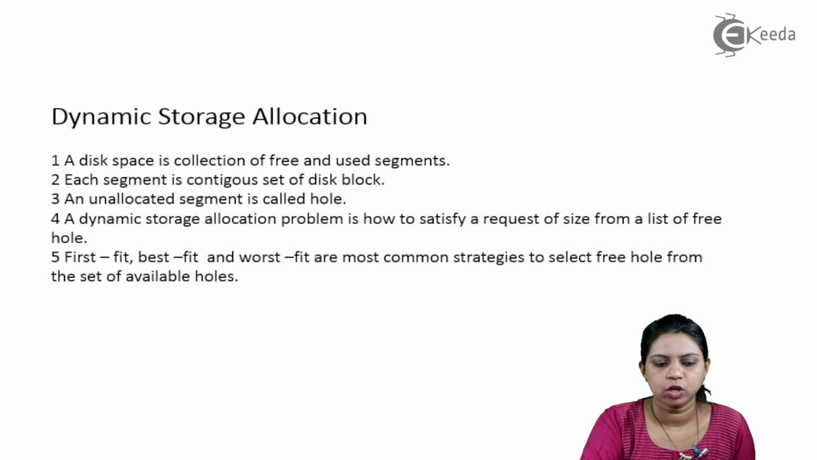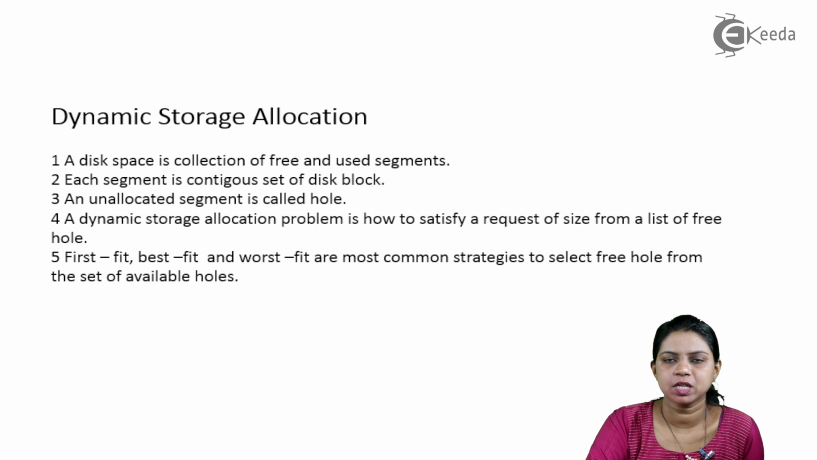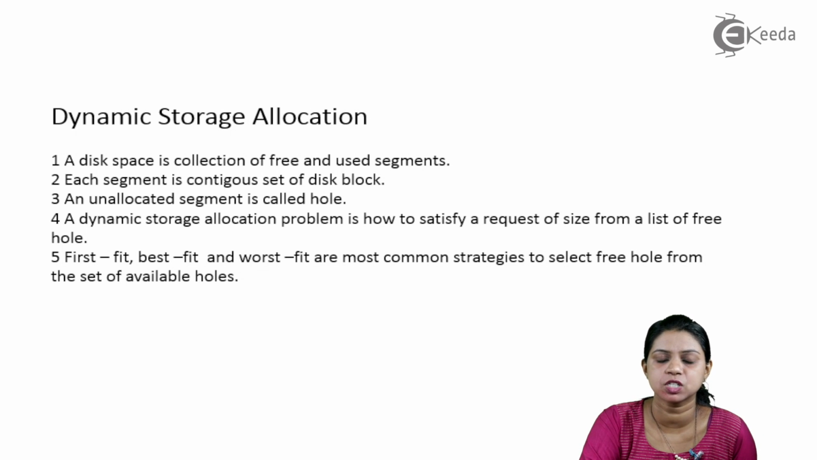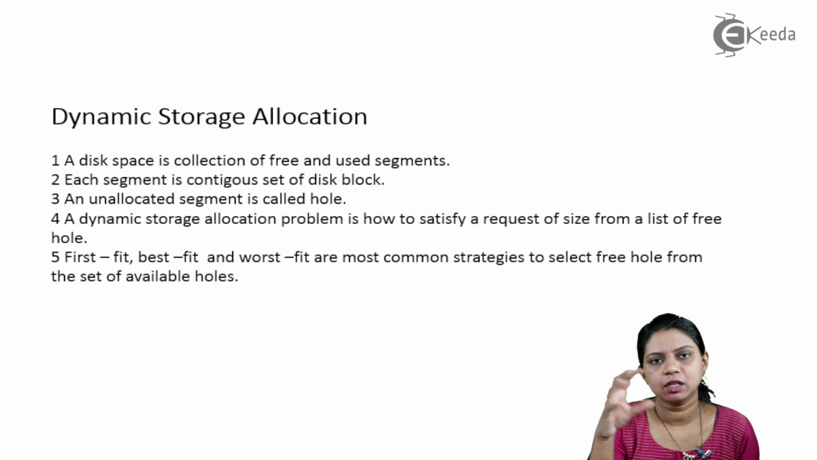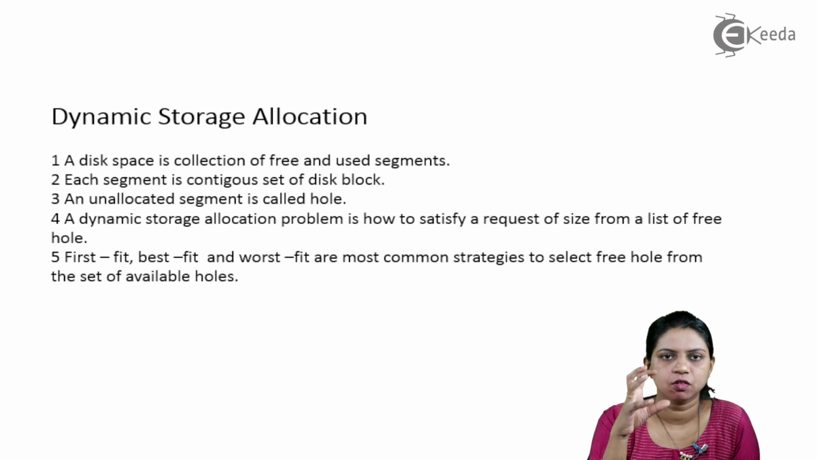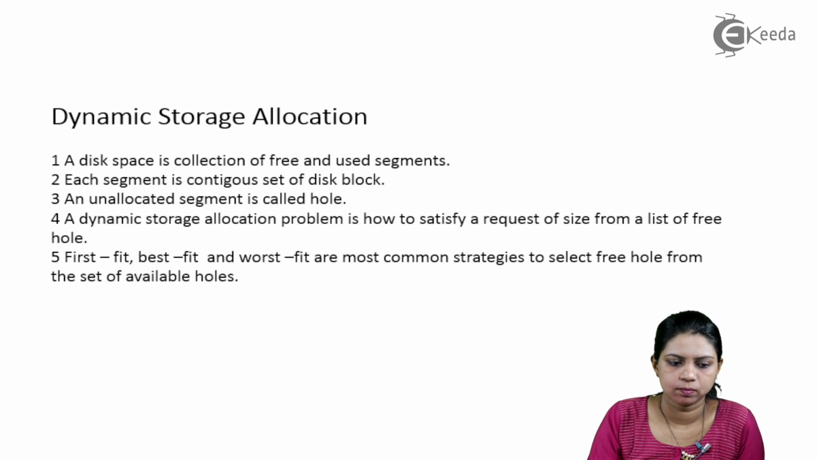Now what is dynamic storage allocation? A disk space is a collection of free and used segments. In the disk space, some segments are free and some segments are allocated. The free segments I call holes. We have three techniques basically: first fit, best fit, and worst fit. We will see each technique in detail.